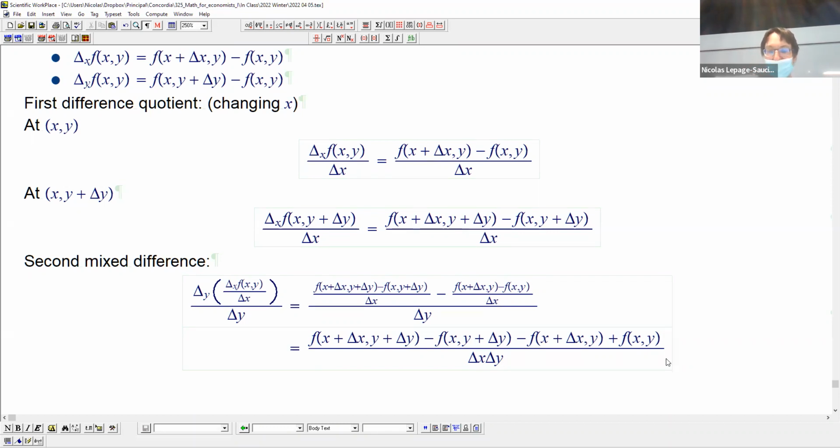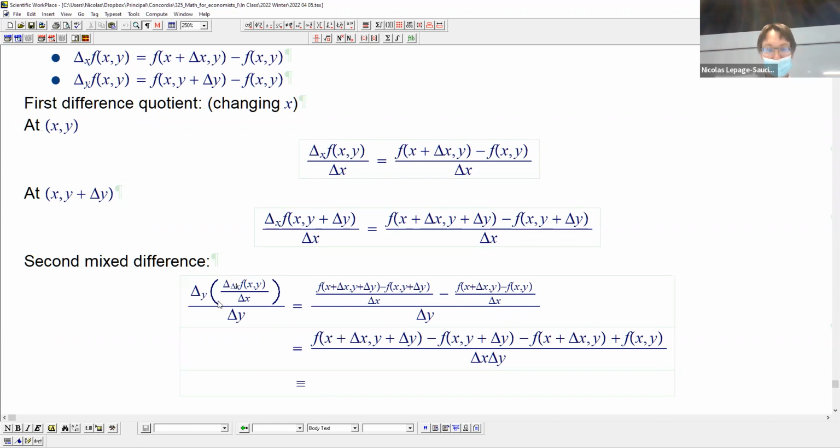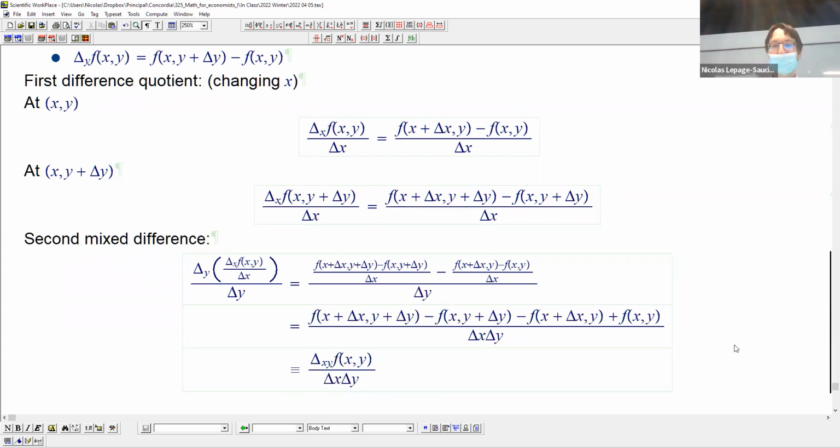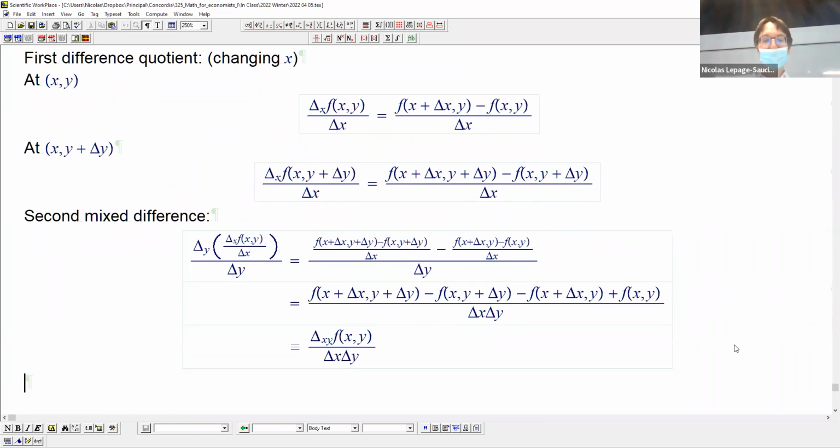So let's just call this, again, let's just say what this is. Because this is unwieldy, let's just say it's the change in x and then y. X and then y, and then delta x, delta y. That would be this expression. And then let's try doing the second, the different order.